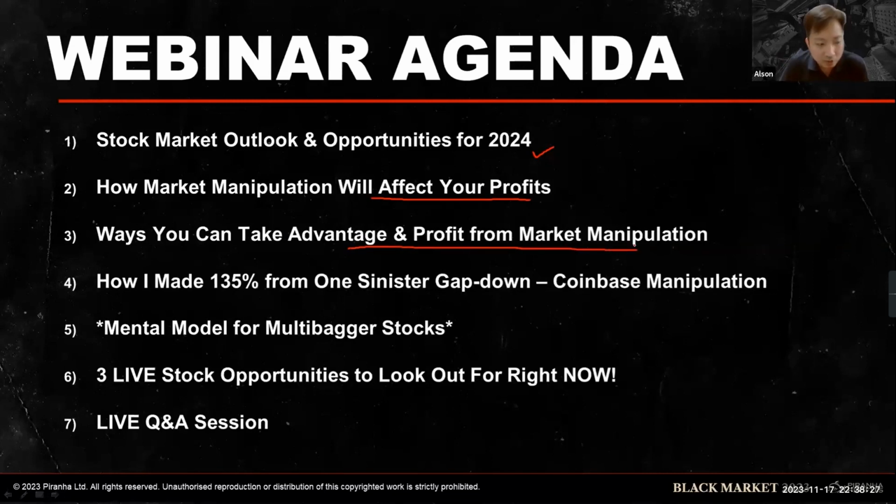Specifically, I'm going to teach you guys about bull and bear traps, which is the most fundamental basic in market manipulation, the most generic version of market manipulation, with a lot of examples. For example, how I made 135% return within 1 month just by trading a sinister gap down. I call it a sinister gap down because it's a trade that a lot of people will not dare to do, because of a very negative news event.